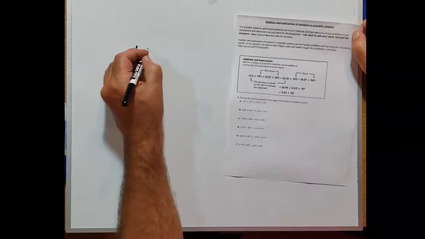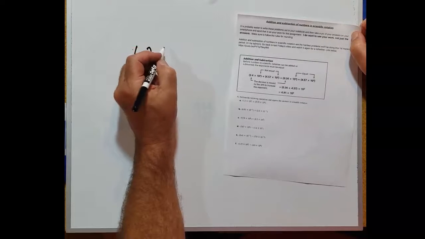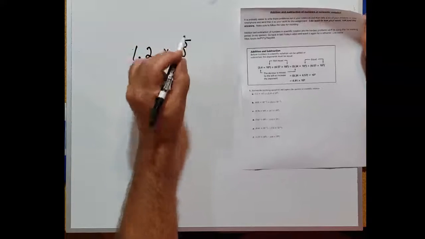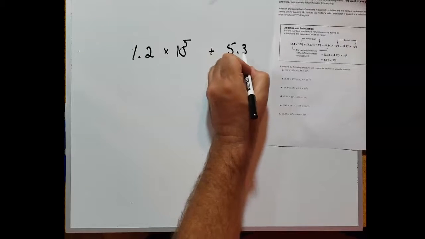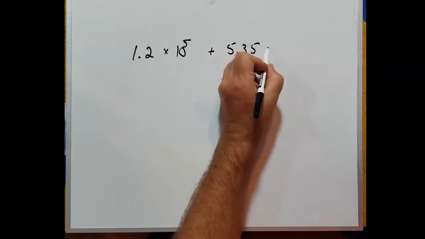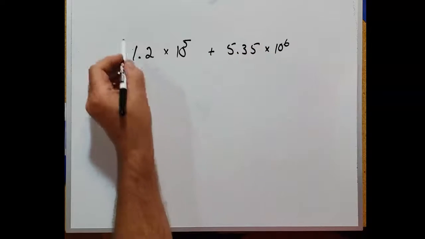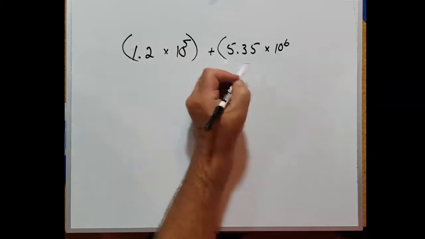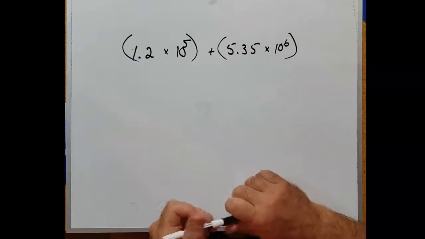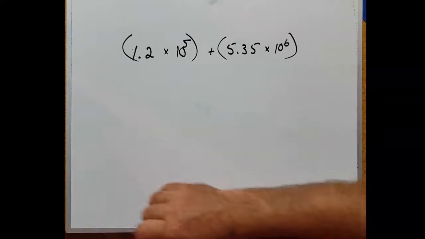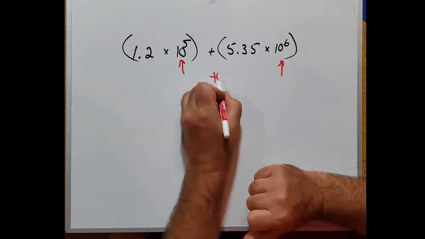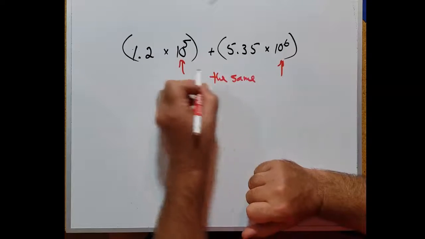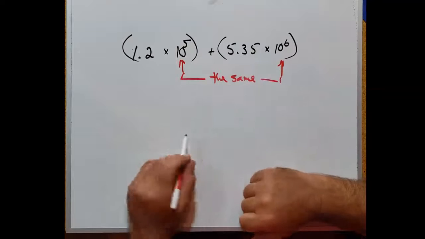We have an addition problem, 1.2 times 10 to the 5th, and we're going to add to that 5.35 times 10 to the 6th. One number in scientific notation being added to another. What we need to be checking, and this is true of subtraction also, is that the exponents have to be the same. And if they're not the same, we've got to fix it and make them the same.